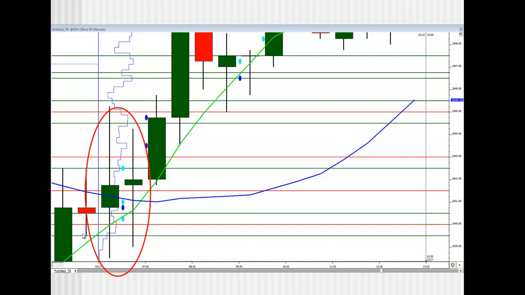Now, if you take a look during the actual first 30-minute period, during this 30-minute candle here, we didn't get any KVT. KVT started to show up here. Here's level 1, here's level 2, here's level 1, and here's level 1 again in the second half of the first hour.